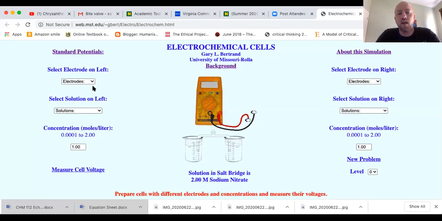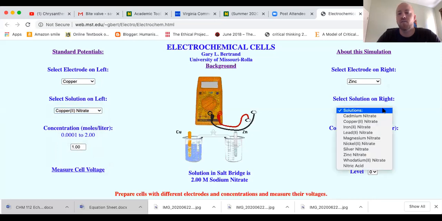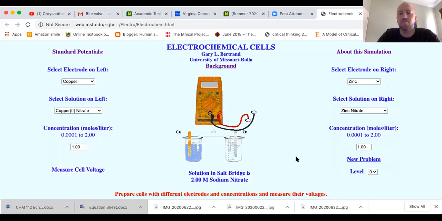It asks what the electrode on the left is that you want to have. We have copper and zinc as our first two. Say we'll pick copper, and it even puts a little copper-looking electrode in there. The electrode on the right, we want to put zinc in there, and it even puts a little silver electrode on that side. The solution that goes with it should match the electrode. So copper nitrate is the solution you want to put it in, and zinc nitrate is the solution you want for the zinc.